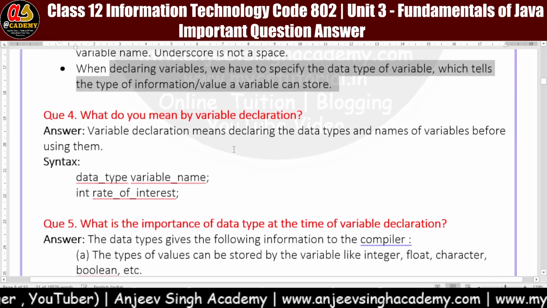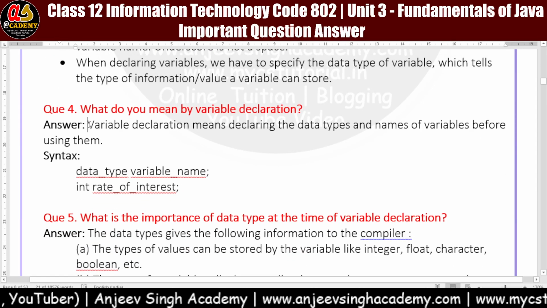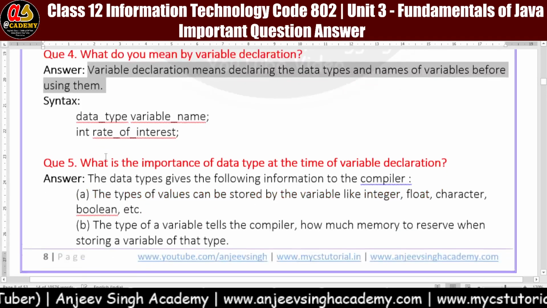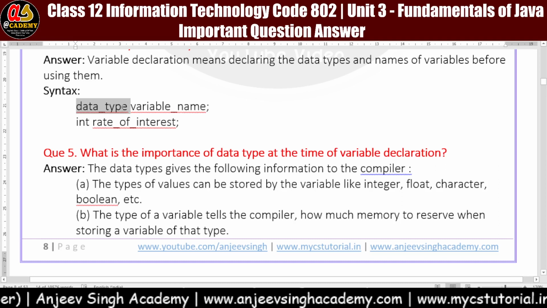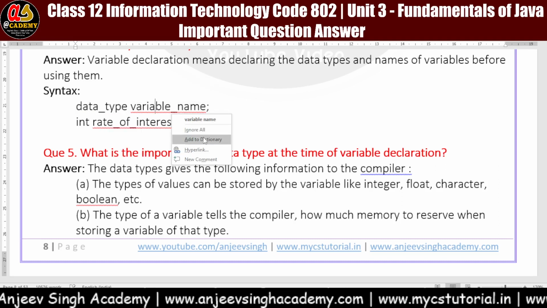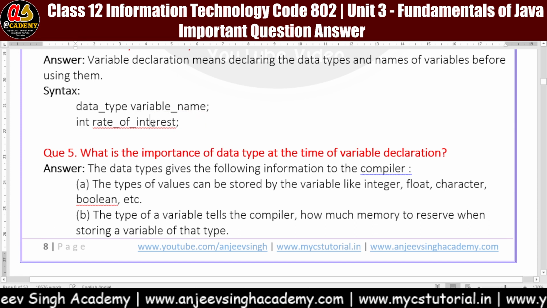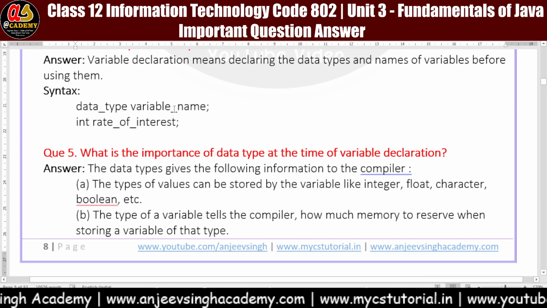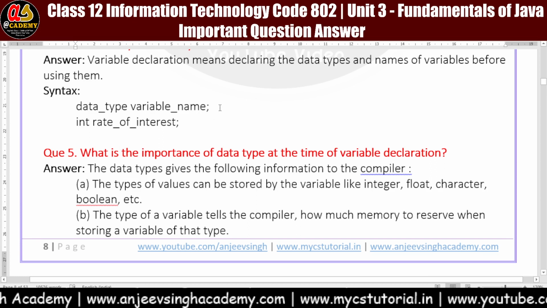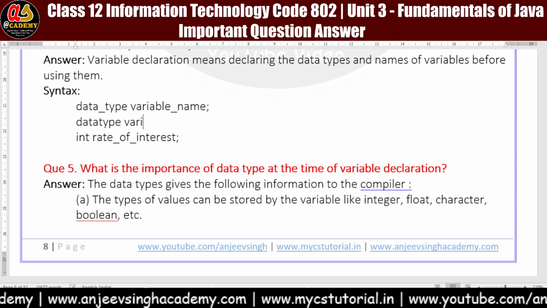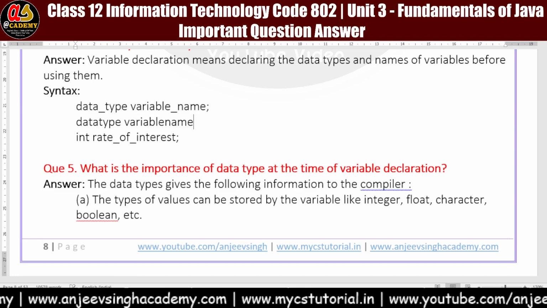What do you mean by variable declaration? Variable declaration means declaring the data type and name of the variable before using it. The syntax of variable declaration: first you have to mention the data type, and after that you write the variable name. It is not mandatory to write the variable name in this way only, as variable_name. We can write the variable name in any way, data type and variable name.